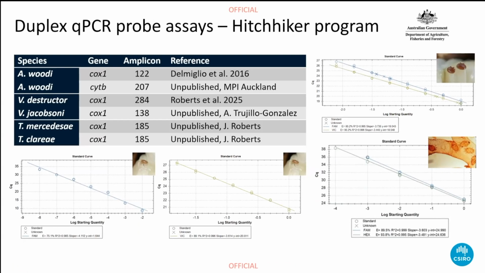With some collaborators at the University of Canberra and also in the Ministry of Primary Industries in New Zealand, we've designed and established a range of genetic tests, so PCR tests that are species specific for our different bee mites. They're designed to be effective for detection in eDNA samples.